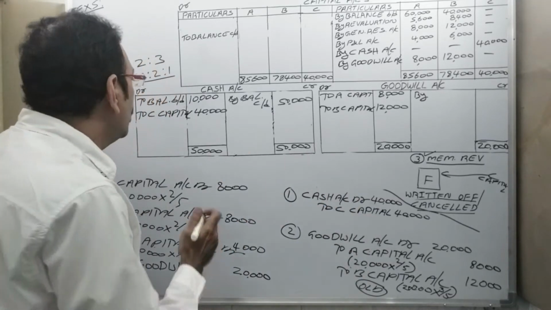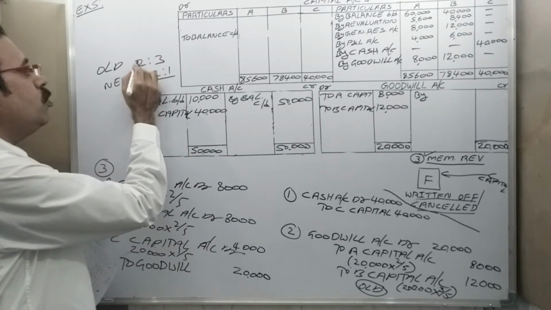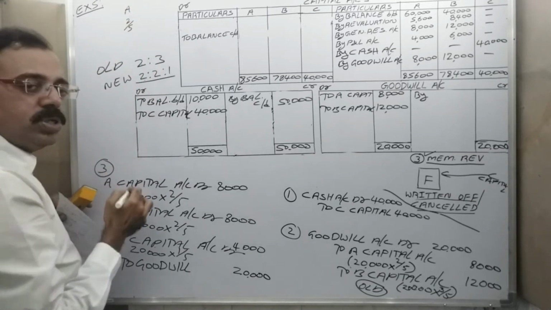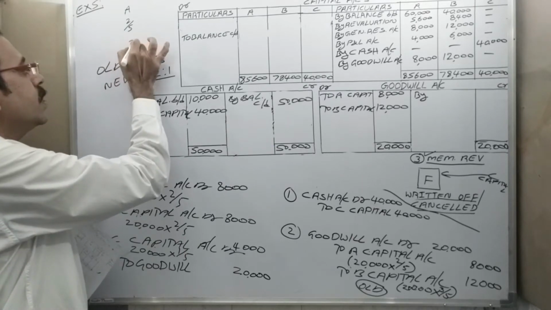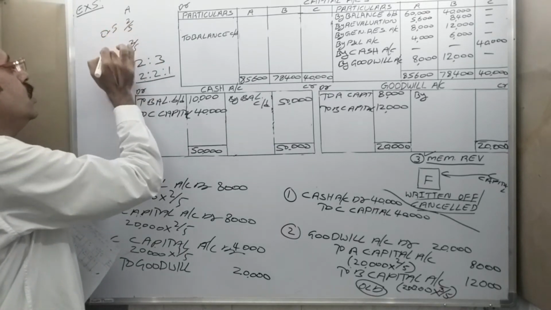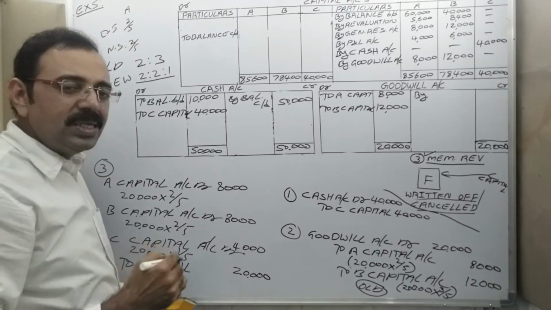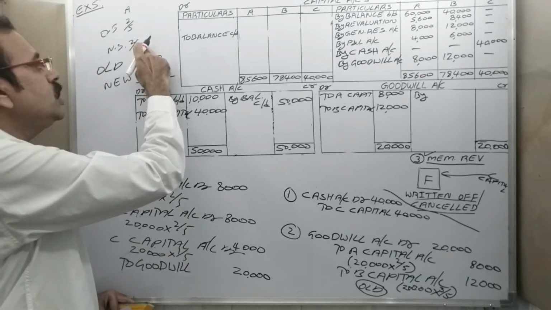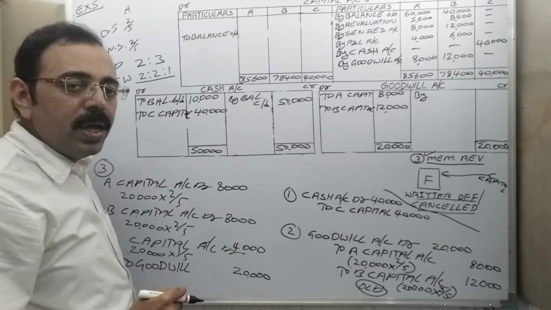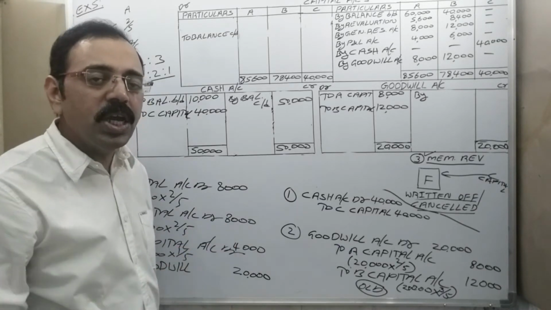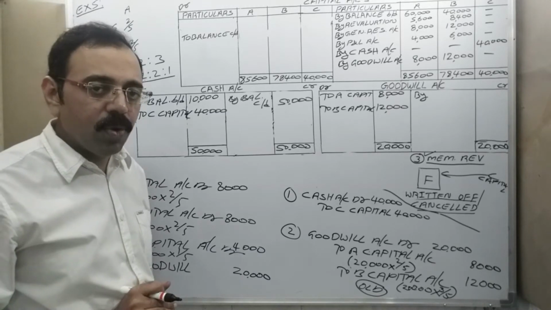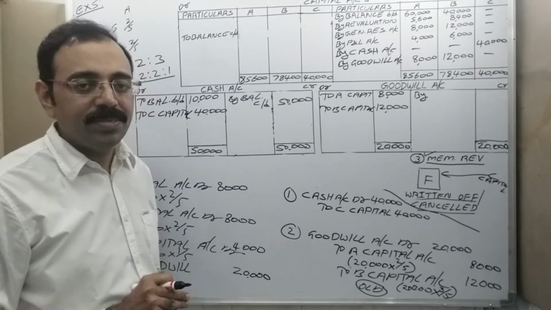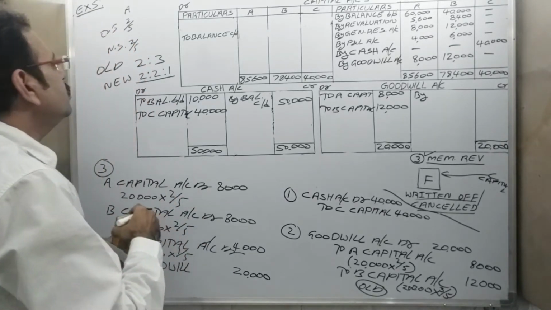Once you observe, old share of A is 2/5 and the new share is 2/5. This is old share, this is a new share. Is he sacrificing any share to new partner? No. His old share, new share, both are same. Means what? A is not sacrificing any share of profit to new partner. Therefore, he should not take any share in goodwill amount. Okay? Then come to B.